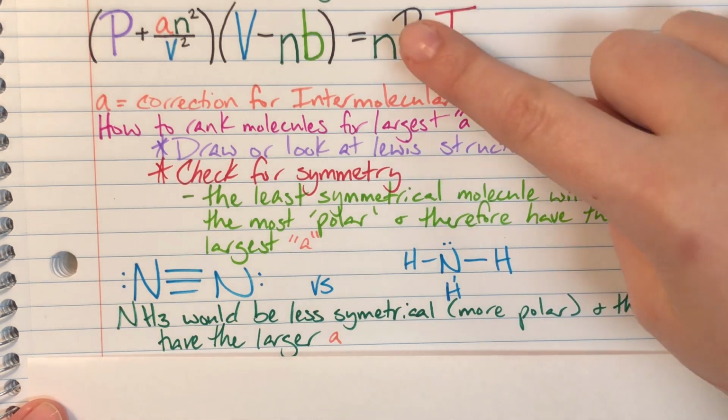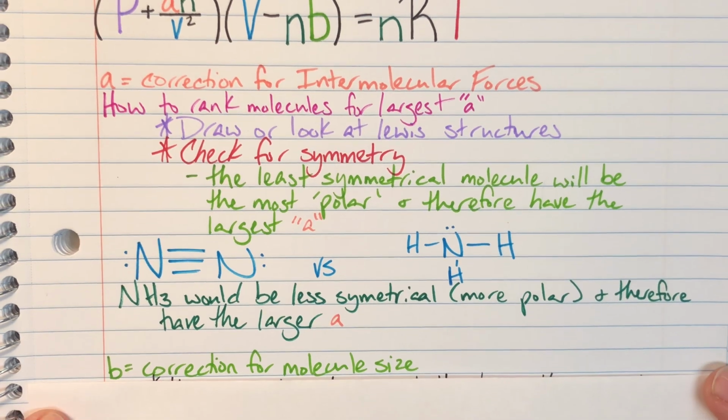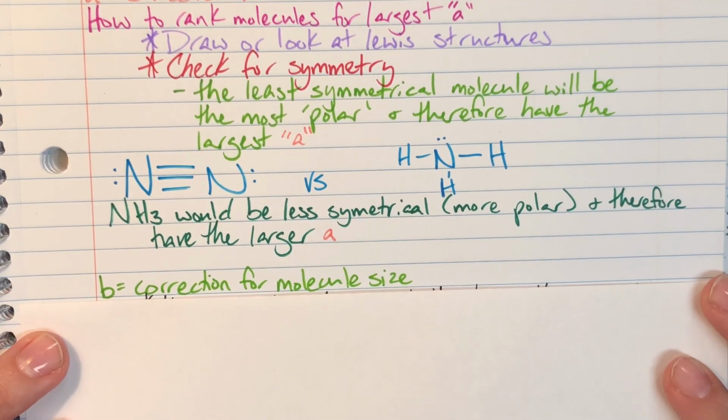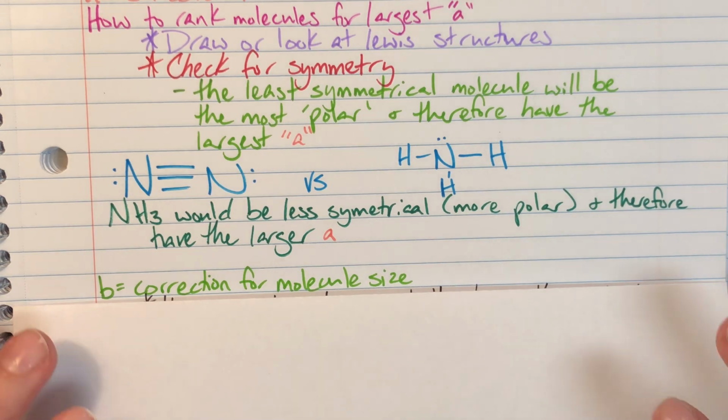Now back up to talking about B. B is going to be the correction for my molecule size. Just like how you behave differently when you have gained or lost a lot of weight, you're not going to be able to move as fast potentially, or you'll be a little bit more forceful when you run into things because you're heavier. Molecule size matters as well.